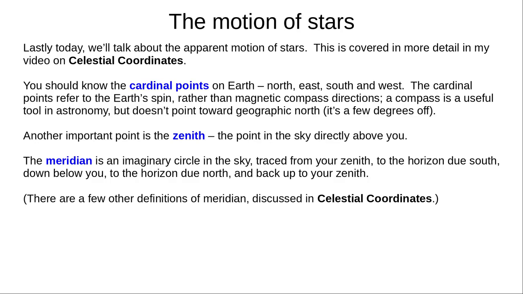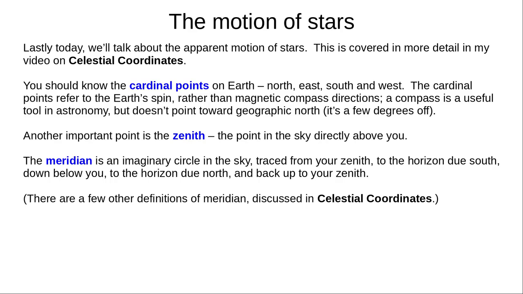You've heard of the cardinal points, north, east, south and west. In astronomy and navigation, these refer to the Earth's spin, which defines the geographic directions, rather than the Earth's magnetic field as shown on a compass, which is a few degrees off and varies over time.